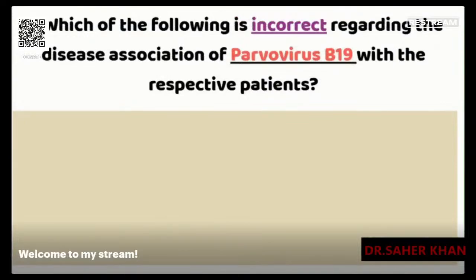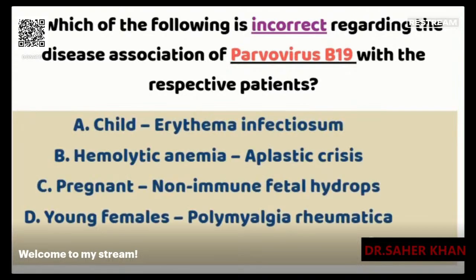All right, this is our last question. Which of the following is incorrect regarding the disease association of parvovirus B19 with the respective patients? And these are the options. So, in this question, they are asking which complication is not related to parvovirus B19. So, let me tell you, this parvovirus is a very, very important topic for your exam. So, don't overlook it. All right. Now, quickly analyze the options carefully.